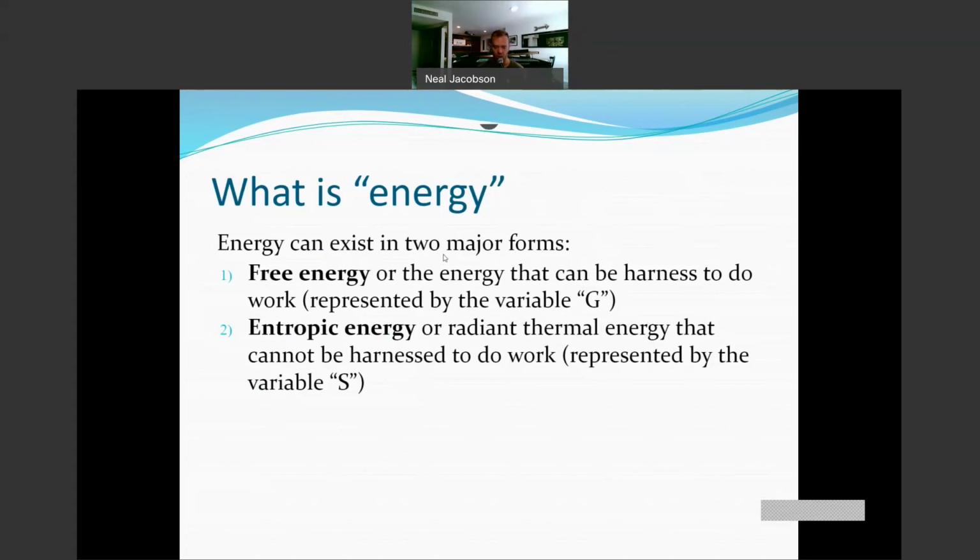And so anytime that free energy is being transferred from something to another place, it loses its ability or its capacity to do work in the form of radiant heat from that reaction or from that exchange.